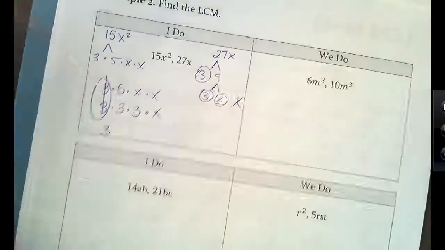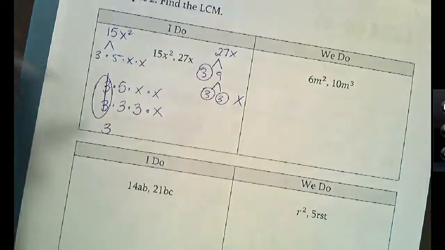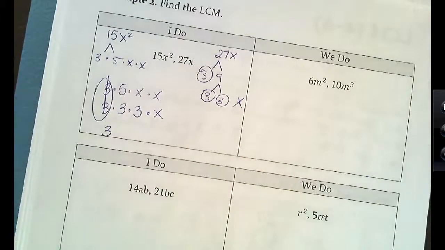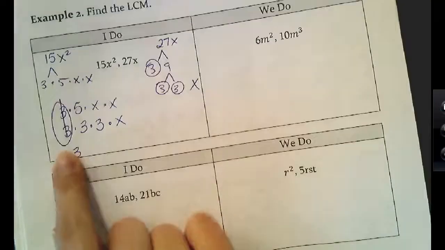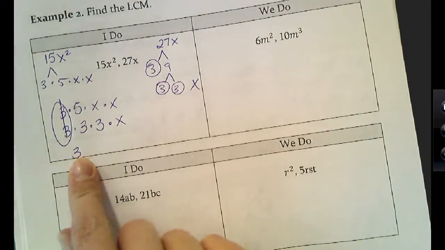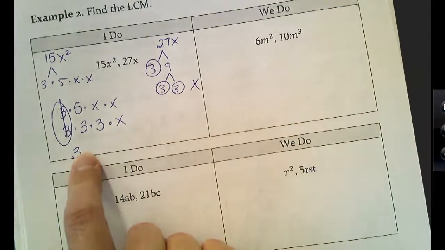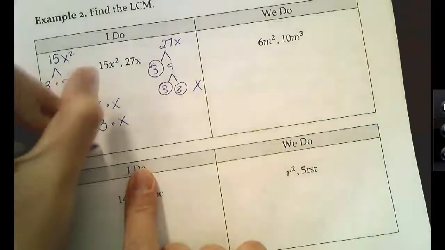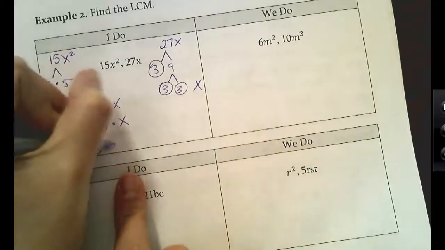Do we have any other? Let's just look at the numbers right now. Do I have any other numbers that are in both of them? No, so for this one, we circled the 3 and wrote it once. Because we're working with least common multiple, we want the least amount of garbage. So we need to recycle these leftovers. So I'm going to recycle the 5, the 3, and the 3.